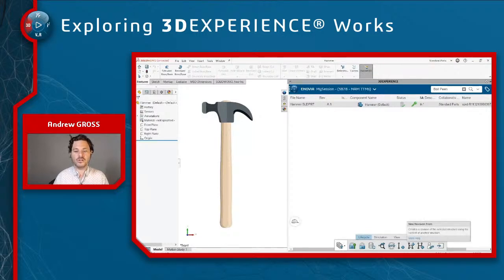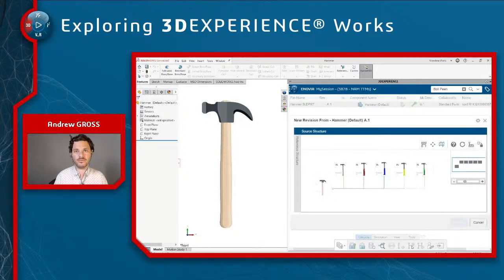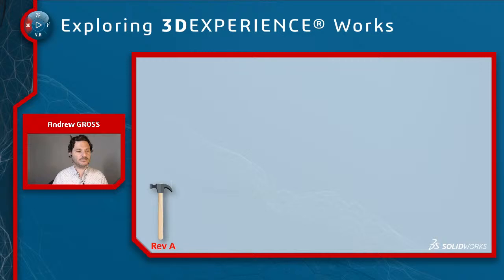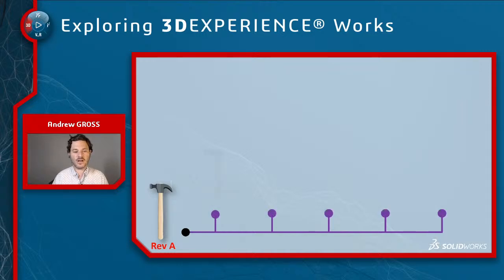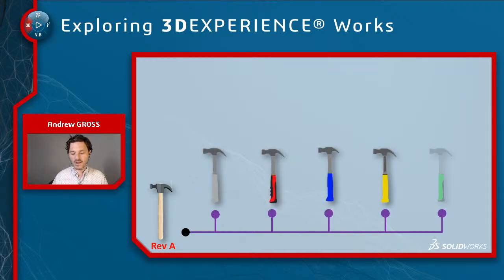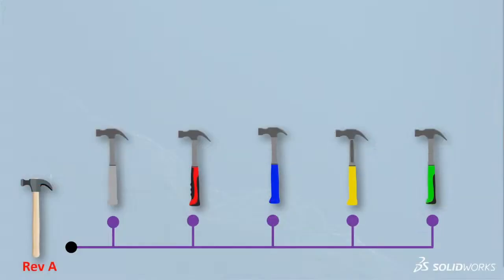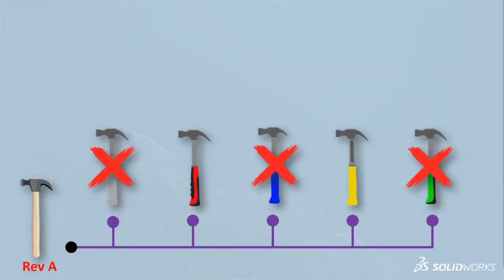And now we choose New Revision From. Again, we used this last time also just to see a visual view of what our product structure looks like. We have the original hammer and all the concepts. So I'll go back, just to remind the audience a little bit. We started with our first hammer. We branched it off 5 times. We had a bunch of concepts. And then we nixed 3 of them.